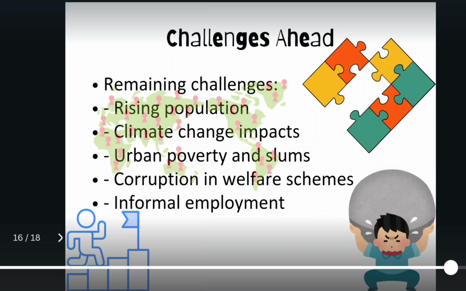Climate change impacts. Urban poverty and slums. Now, as you know, in Mumbai itself, we have a huge slum area, and people are below the poverty line, staying in a very unhygienic place, isn't it? So, getting that many people out of poverty is a big task right now, isn't it? So, of course, it will take years.